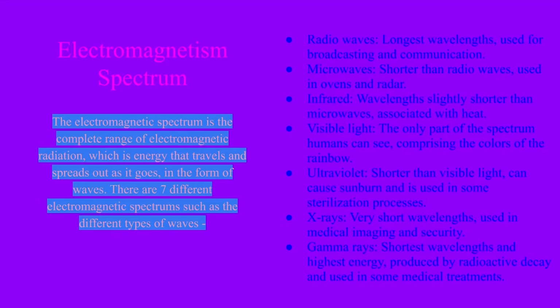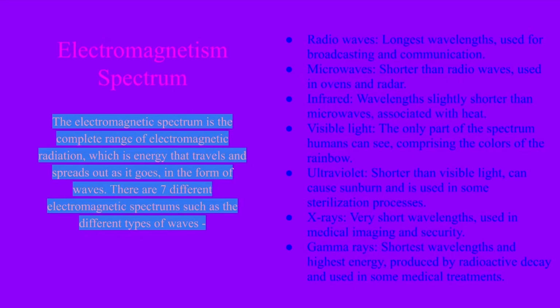First, radio waves. Longest wavelengths used for broadcasting and communication. Microwaves, shorter than radio waves, used in ovens and radars. Infrared, wavelengths slightly shorter than microwaves, associated with heat. Visible light, the only part of the spectrum humans can see, consisting of the colors of the rainbow.